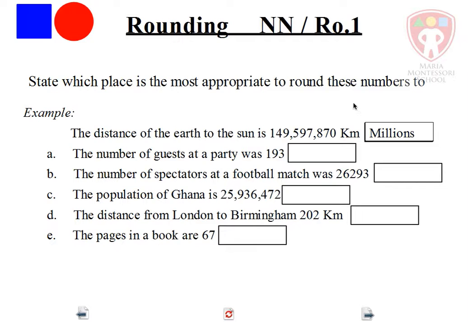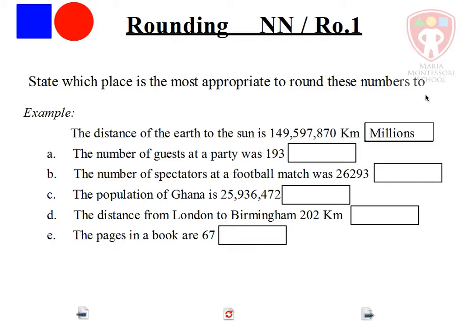I'm sure you got that. The millions. If we wanted to round this figure to an appropriate level of accuracy, then we would round it to the nearest millions. Well, have a look at the other 5 here. And what I want you to do is simply state the place value that it is most appropriate to round these particular figures to. Pause the video here, and we'll see you when you get back in just a few minutes.